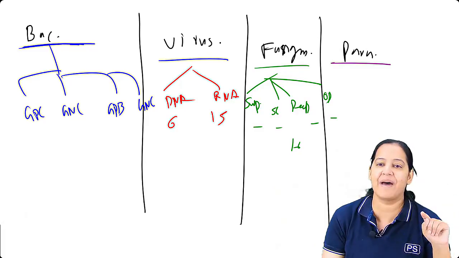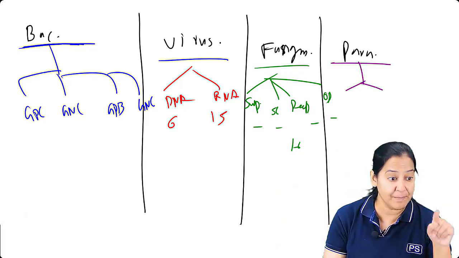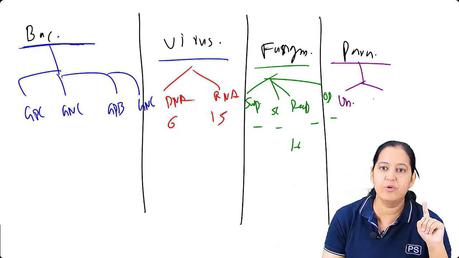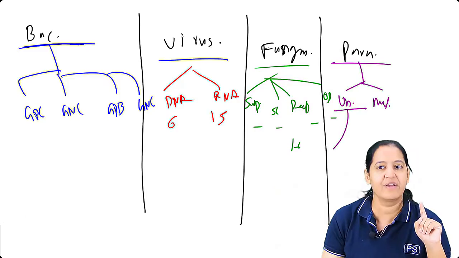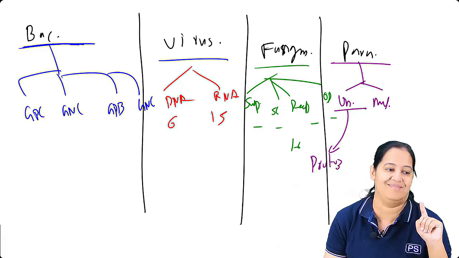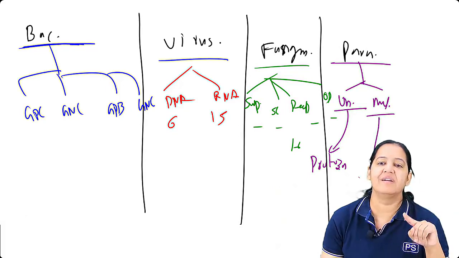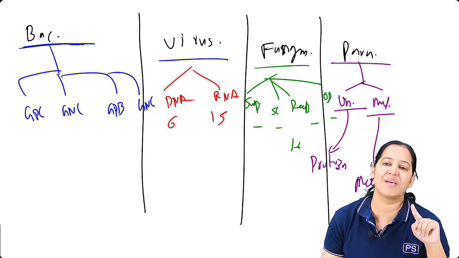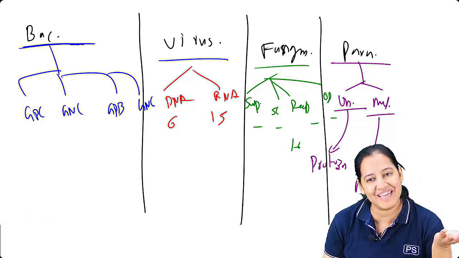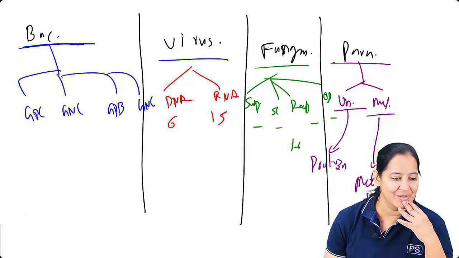So what is the basis of classification of parasites? Whether it is unicellular or multicellular. If it is unicellular, it is known as protozoa. And if it is multicellular, it is known as metazoa, also known as helminth. Metazoa or helminth, it is the same thing. First learn that. Okay, got it.